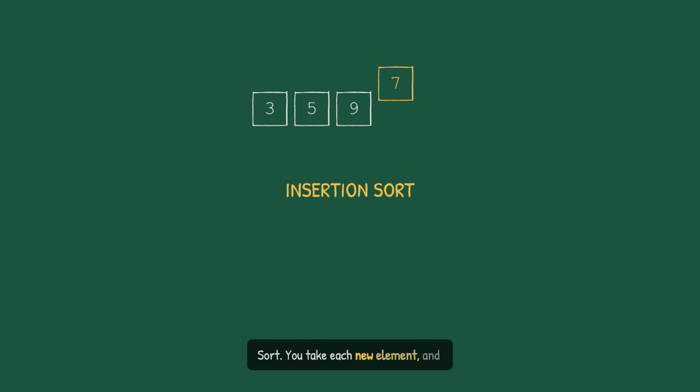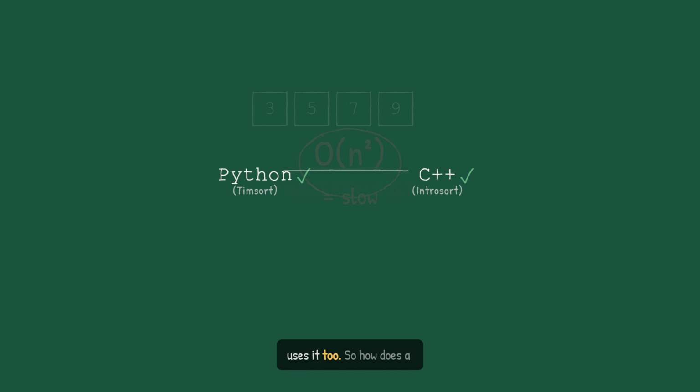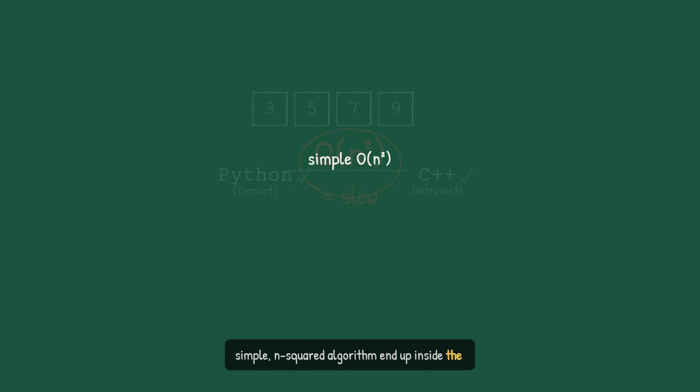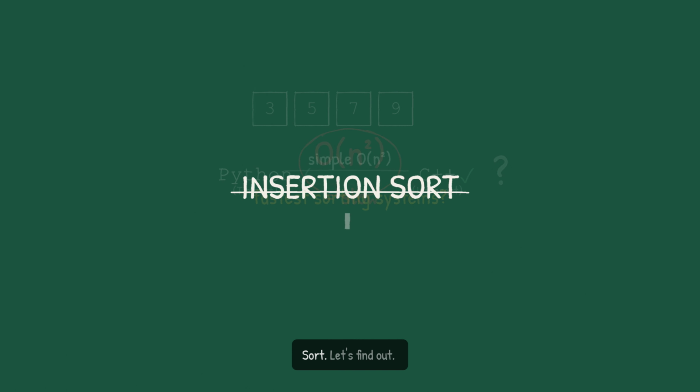You take each new element and you insert it into the right spot in the sorted part. That's it. That's the whole algorithm. Now it's an n-squared algorithm, and usually n-squared means slow. But here's the thing that makes insertion sort different. This is the algorithm that Python actually uses inside its sorting, and C++ uses it too. So how does a simple n-squared algorithm end up inside the world's fastest sorting systems? This is insertion sort. Let's find out.